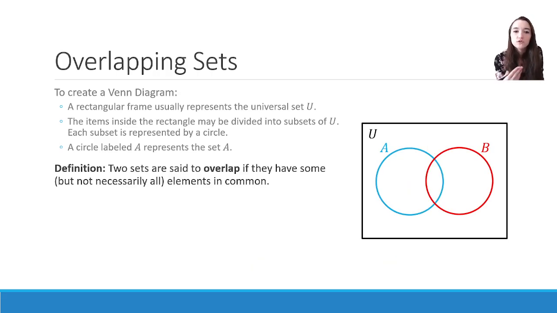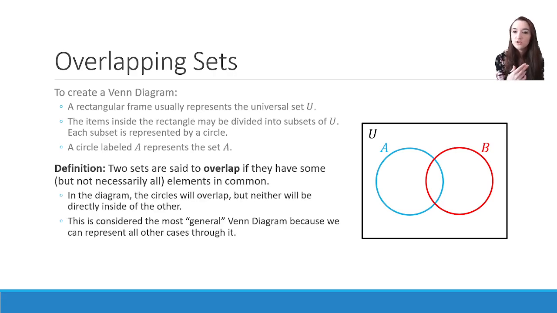Now, when I have two overlapping sets, this means two sets who have some but not necessarily all elements in common. They have overlap. So we draw the sets as overlapping, but neither is directly inside the other. This is the most general form of a Venn diagram because we can actually represent all cases using this format. So if you don't know automatically which of the previous formats something falls into, if it does at all, then this is the format you would want to draw your Venn diagram with to begin.